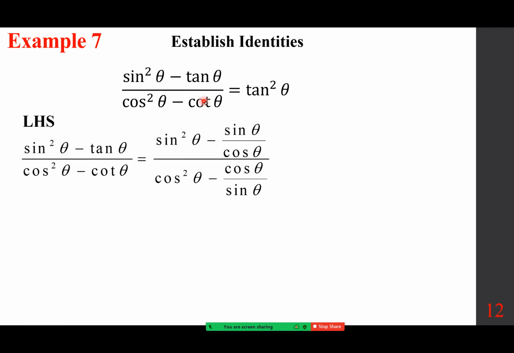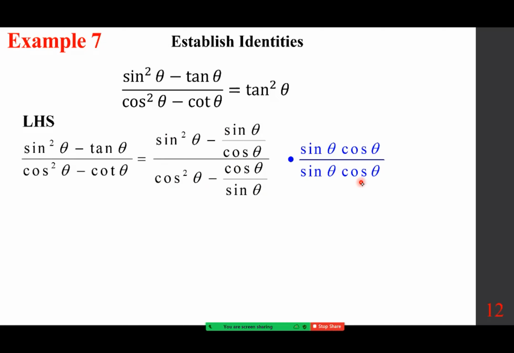We are dealing with a complex fraction. We find the common LCD for all of those fractions. You notice this has the denominator sine, this has the denominator cosine. So we're going to multiply everything by sine theta times cosine theta. We're going to multiply by this fraction, which is equal to 1. That means everything gets multiplied by sine theta cosine theta.